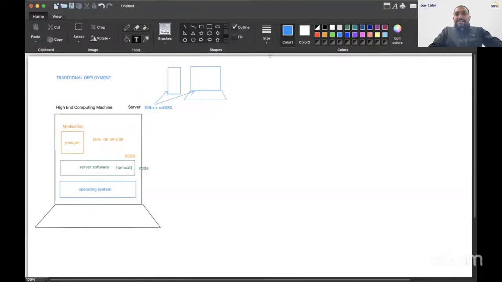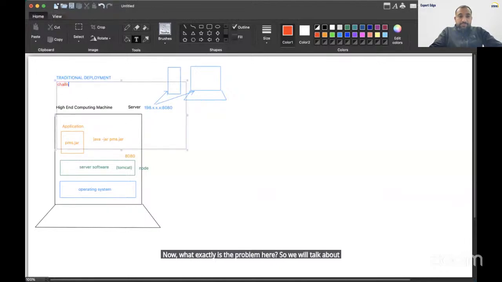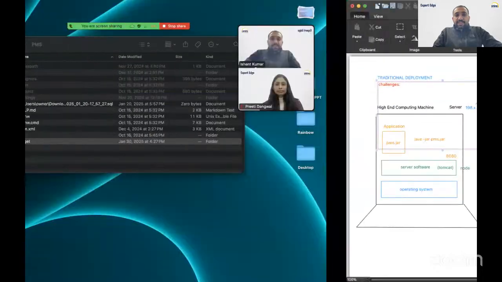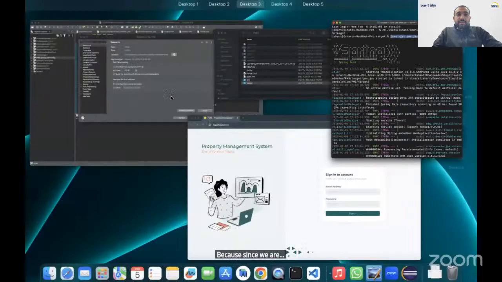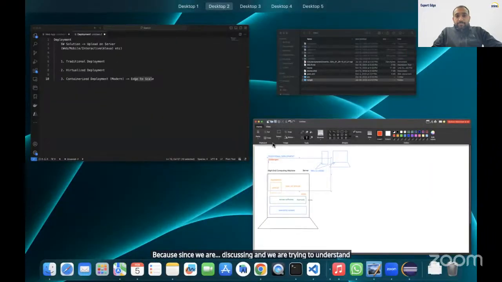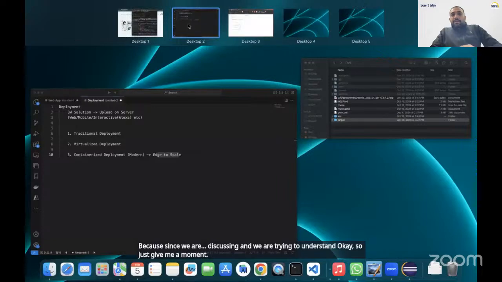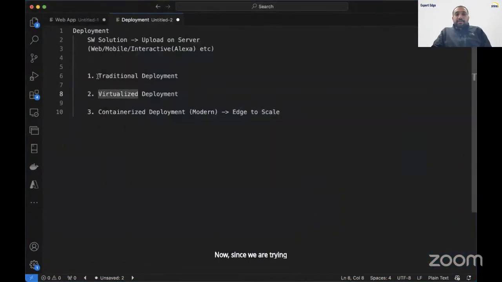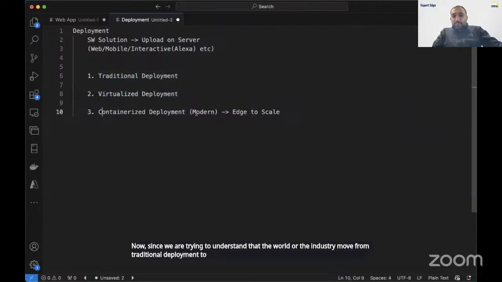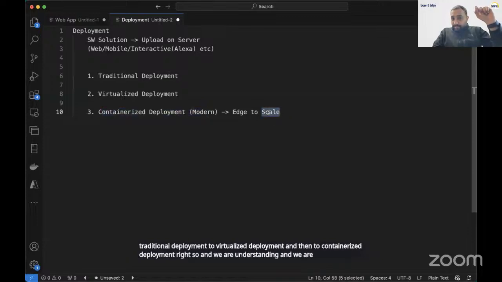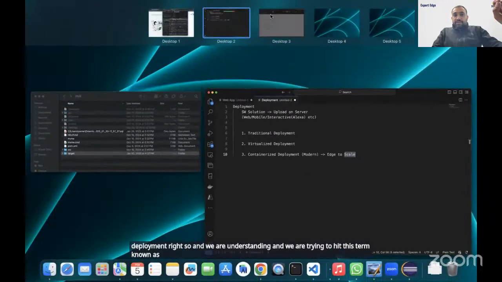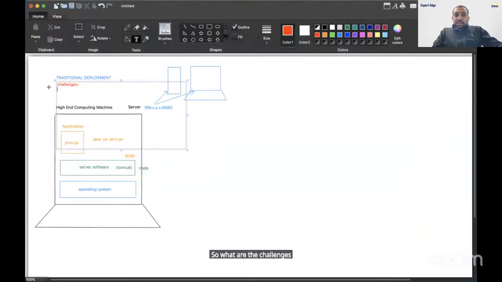Now, what exactly is the problem here? We will talk about the challenges now. Since we are trying to understand that the industry moved from traditional deployment to virtualized deployment and then to containerized deployment, and we are trying to hit this term known as scale, what are the challenges when it comes to traditional deployment?